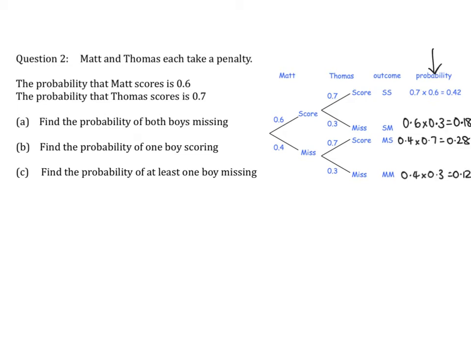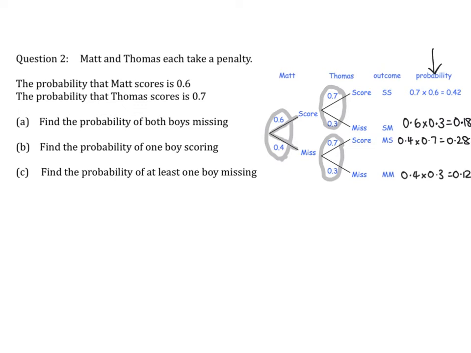These are the answers you should have got. Now, there's one thing to notice that I haven't mentioned yet. In each branch, so here's a branch, these probabilities have to add up to 1. 0.6 and 0.4 is 1. 0.7 and 0.3 is 1. Same there, so each branch has to add up to 1. Okay, going back to the question.